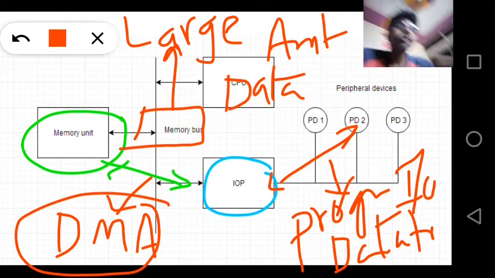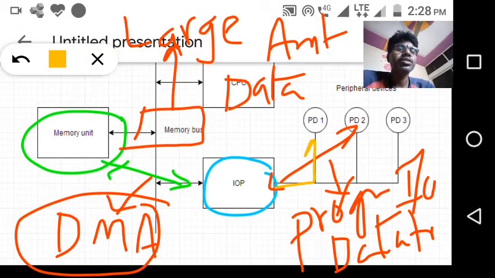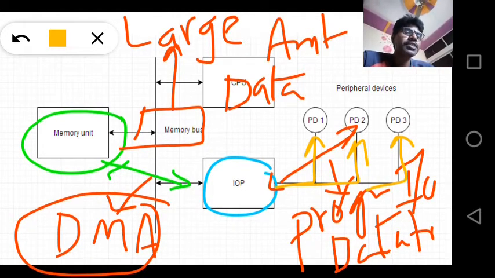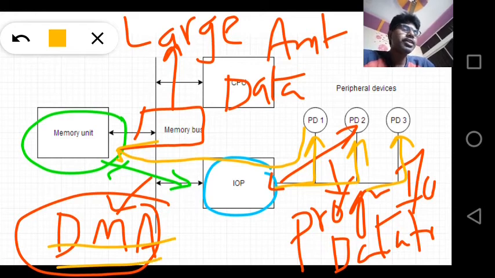In the programmed IO data transfer technique, what happens? As I said, the IO processor has to continuously monitor the status of each device controller. If it is ready, then it initiates the transfer by using a technique called DMA. So this is how the IO processor works.